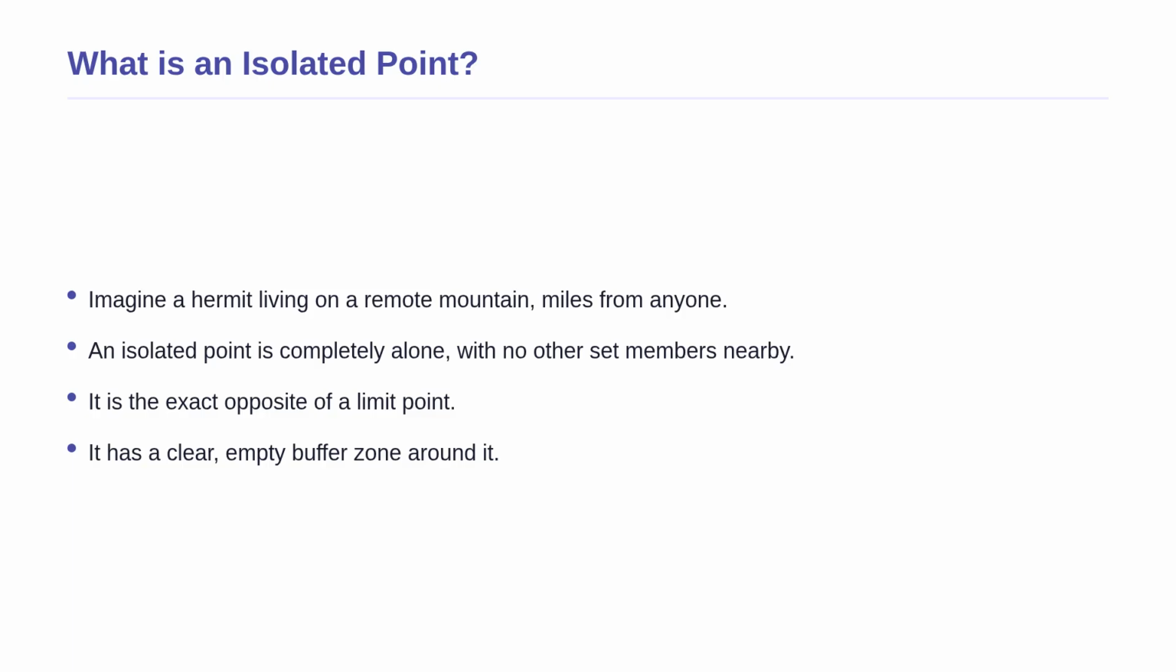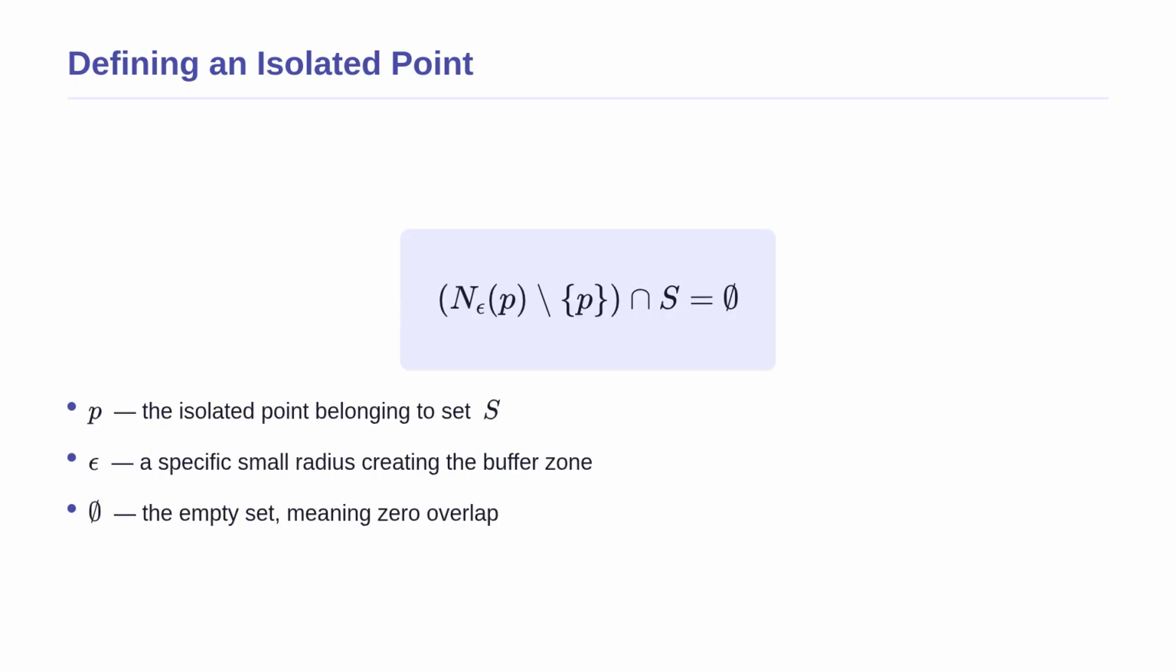While a limit point is defined by infinite crowding, an isolated point is defined by having a clear, empty buffer zone around it. Let us look at the mathematical definition of an isolated point. This formula is the exact negation of the limit point formula. It says that for some specific radius epsilon, the neighborhood around P, when you remove the center point P itself, has zero overlap with the rest of the set S. The symbol for the empty set means there is nothing there.